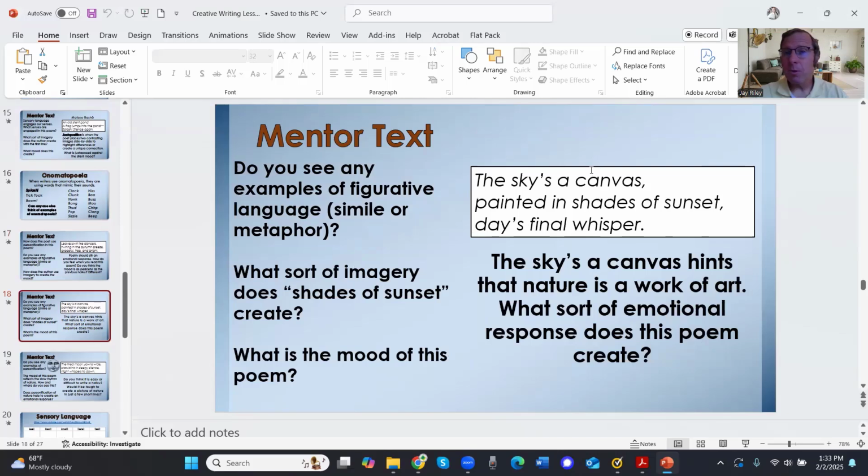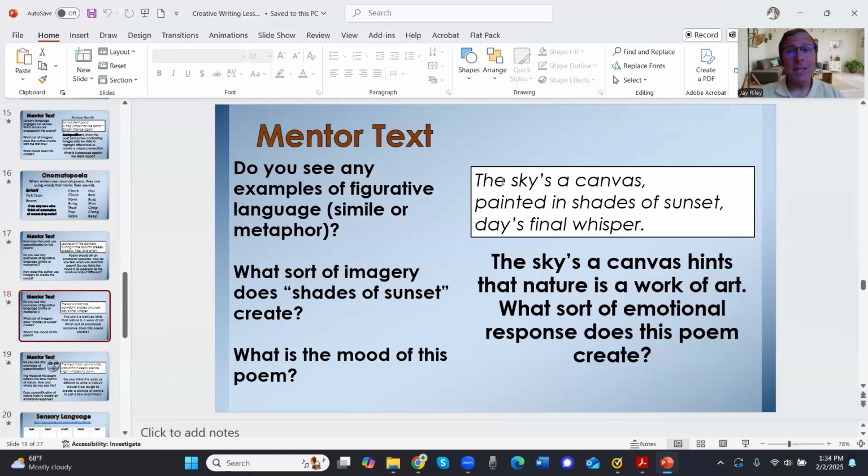This next poem says, "The sky's a canvas, painted in shades of sunset, day's final whisper." I really like this poem. So the author here uses a metaphor. The sky's a canvas. He's not saying it's like a canvas. He says it is a canvas.